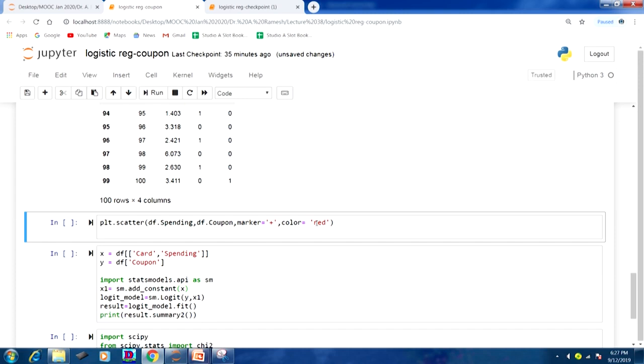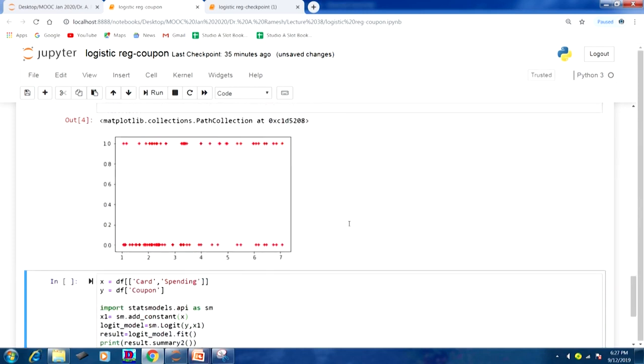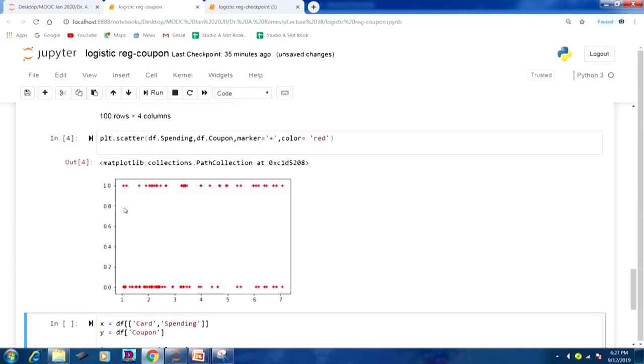First we will do the scatter plot between spending and coupon. When you look at this data, spending is a continuous variable, coupon is the categorical variable, and coupon is our dependent variable. When you run this, you see that you are getting this. For this kind of model, there are 2 possibilities, it is 1 or 0, in between there is no possibility. So the linear regression model is not valid here, we should go for the logistic regression model.